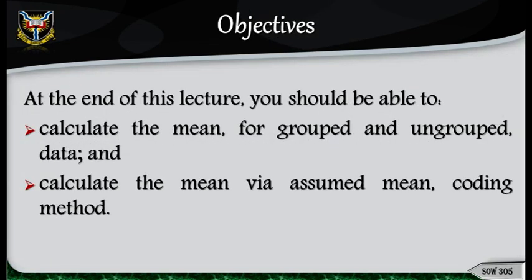Objectives. At the end of this lecture, you should be able to calculate the mean for grouped and ungrouped data and calculate the mean via the assumed mean coding method. Pre-test. What do you understand by arithmetic mean? What are the properties of the mean?